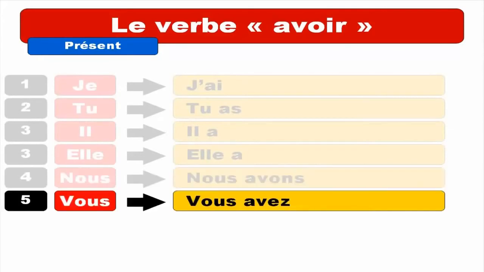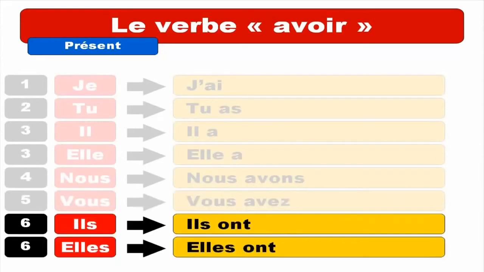And then for vous, same thing. Vous avez. Repeat. Vous avez. Okay. And last but not least, ils, masculine form. Ils ont. Same thing. Small link, la liaison. Ils ont. Repeat. Ils ont. Okay. And then feminine form, elles. Same thing. Elles ont. Repeat.